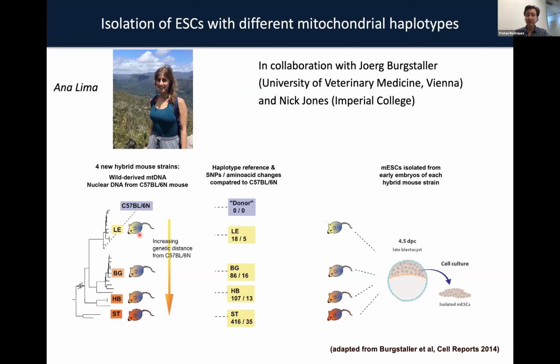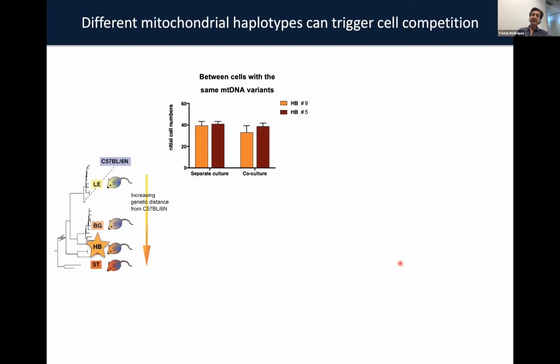The mitochondrial DNA from these mice differed from the C57 black 6 mitochondrial genome in a small number of nucleotides, depicted here on the left, and an even smaller number of amino acids. Then Anna isolated embryonic stem cells from these mouse lines and asked if non-pathological changes in mitochondrial DNA sequence could trigger competition. The first thing that she did was compare the competitive ability of cells that carry similar mitochondrial DNA variants, and she observed that these cells would not compete. They would grow similarly in separate and co-culture.